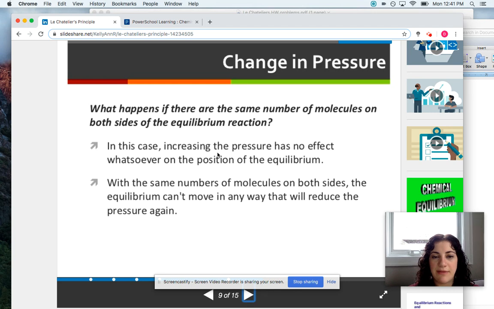What happens if there are the same number of molecules on both sides? In this case, increasing the pressure has no effect whatsoever on the position of the equilibrium. With the same numbers of molecules on both sides, the equilibrium can't move in any way that will reduce pressure. So nothing happens if there's the same number of molecules on both sides.